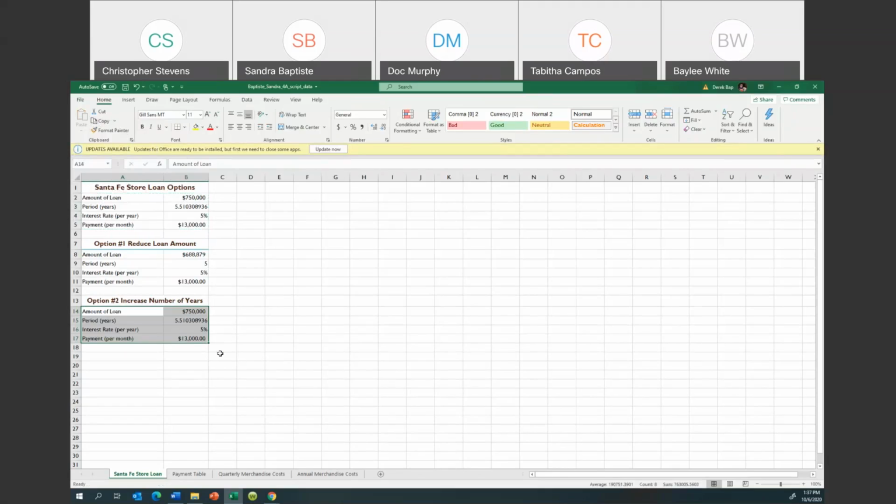Okay, so cool. You can press escape now. All right, excellent. So let's click on cell B15. Cell B15. Because if I handed that to you and said, since you can pay only 13,000, you have to pay it off in 5.510303896 years.